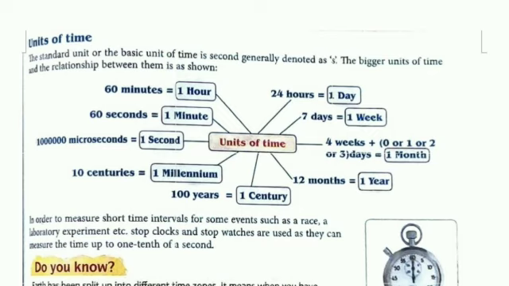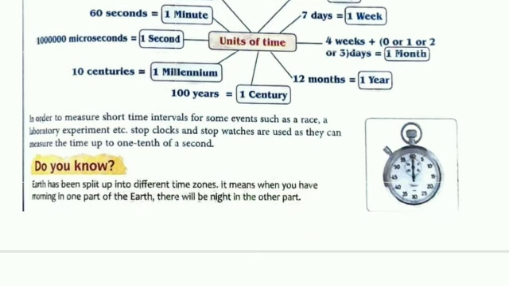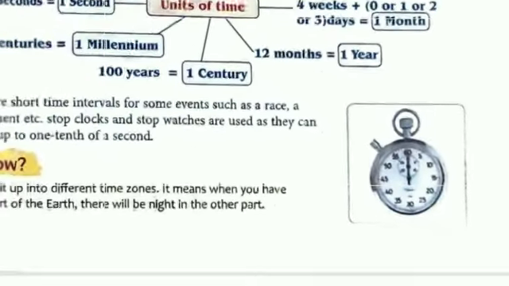In order to measure short time intervals for some events such as a race or laboratory experiment, a stop clock or stopwatch is used, as they can measure time up to 1/10 of a second. Means 1 second is divided into 10 parts. This is done by stop clock and stopwatches. Here is an image of a stop clock.